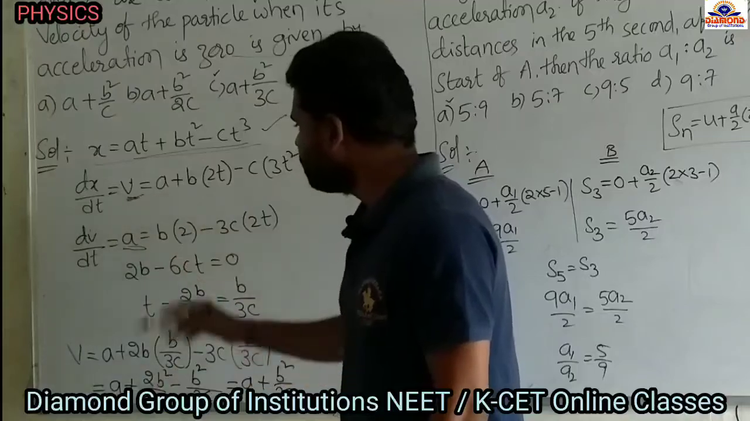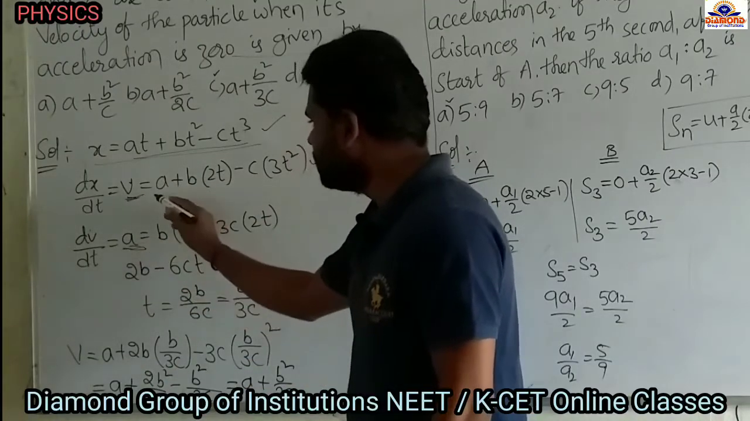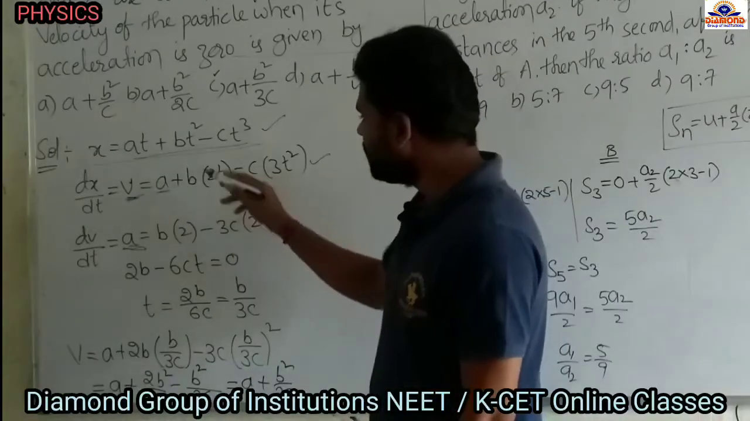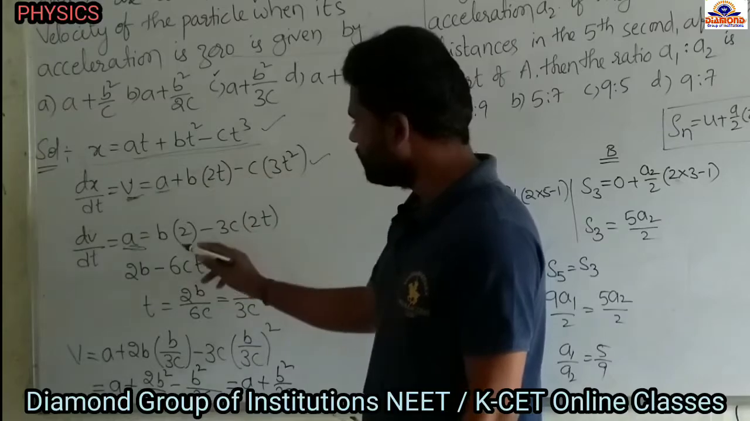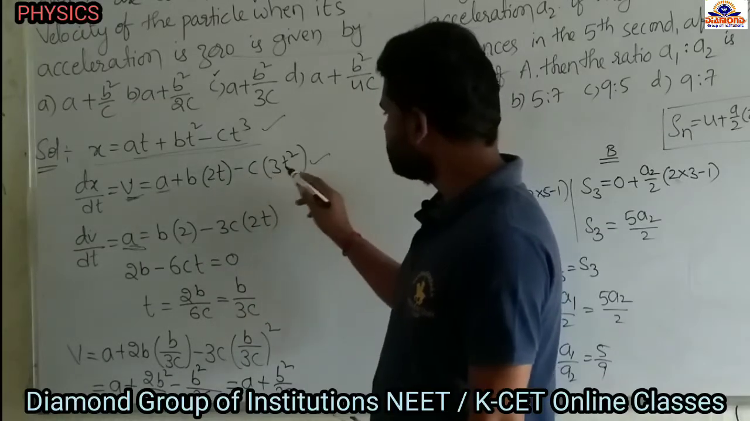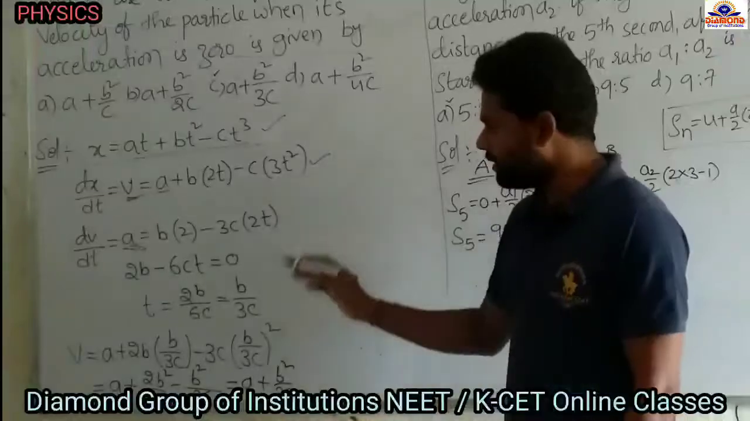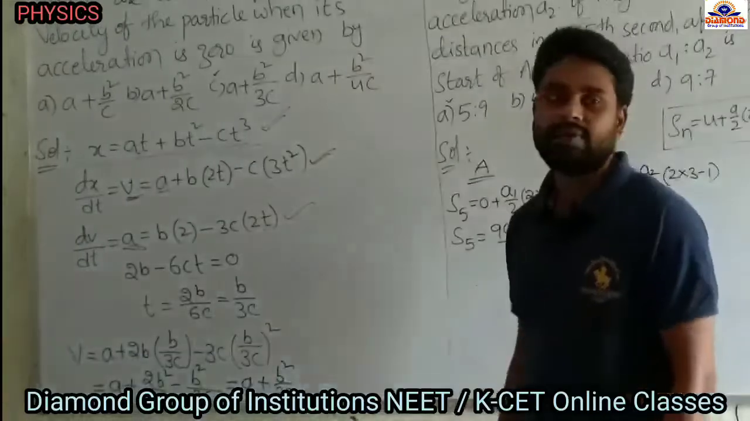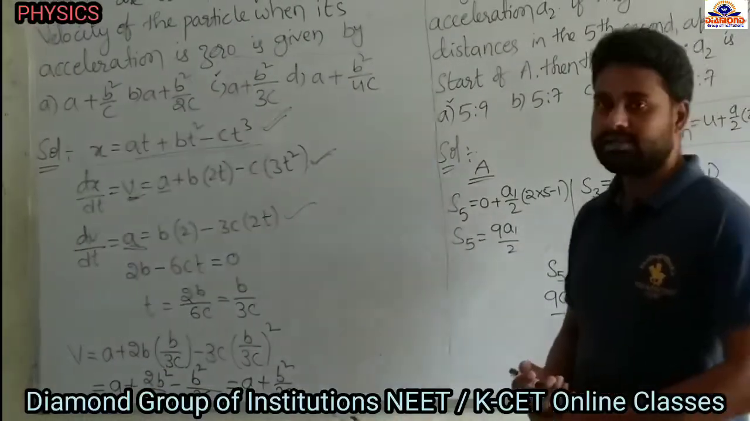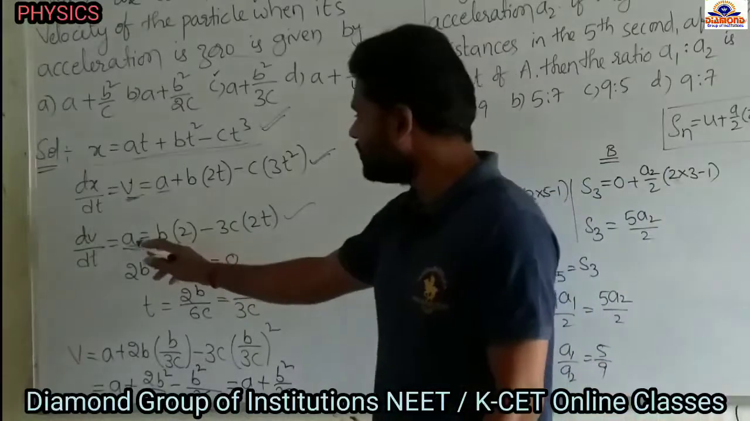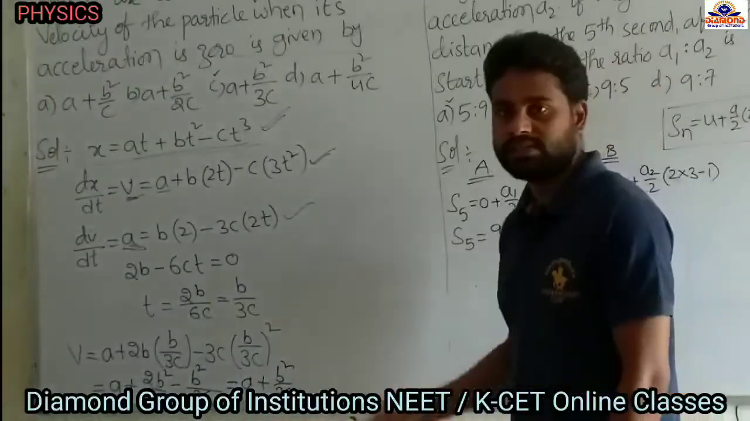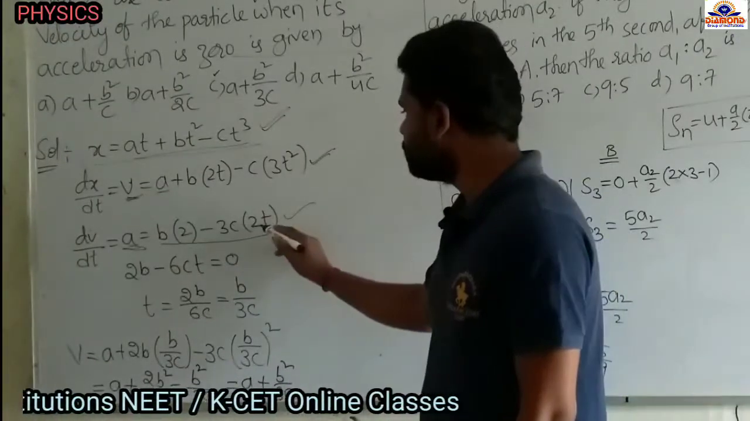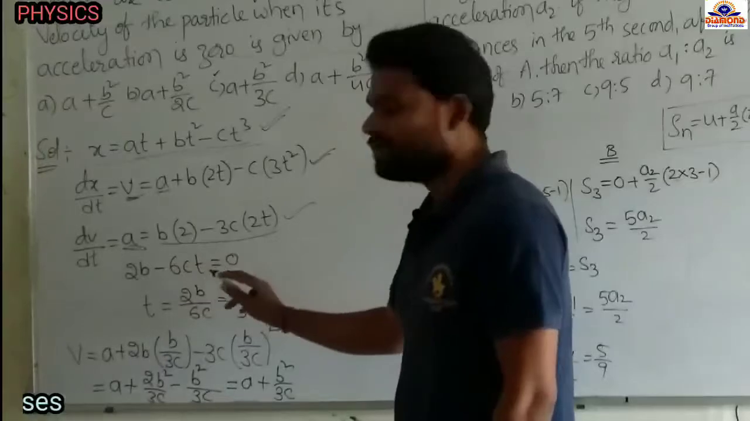This is the velocity now. So differentiate with respect to time, we will get the acceleration. a is a constant, so 0. Then b into 2t, 2t differentiates to 2, so b into 2, minus 3c, t square differentiates to 2t. So this is the acceleration, this is the velocity, and this is the displacement. They are asking the velocity of the particle where the acceleration is 0. Now equate the acceleration to 0. The acceleration we got is 2b minus 3 into 2, 6ct. So 2b minus 6ct equals 0.